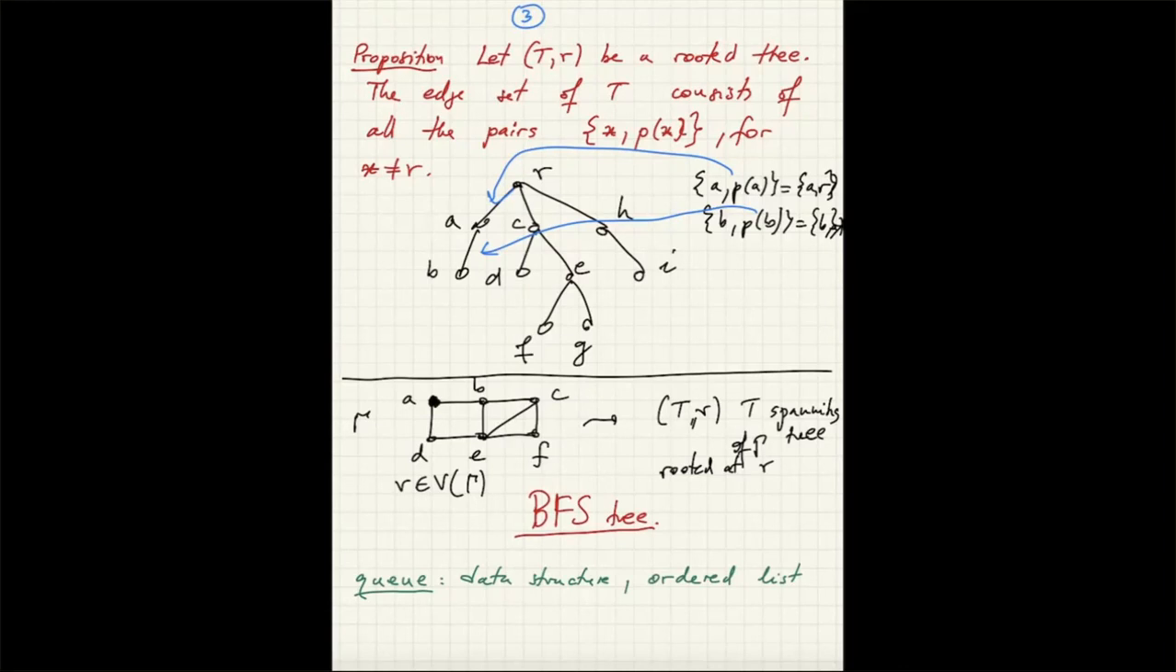So if we have the queue of the form A, B, C, the one on the left is called the head, and the one at the end is called the tail. When you insert an element, you insert it at the tail, and when you remove an element, you remove it from the head.